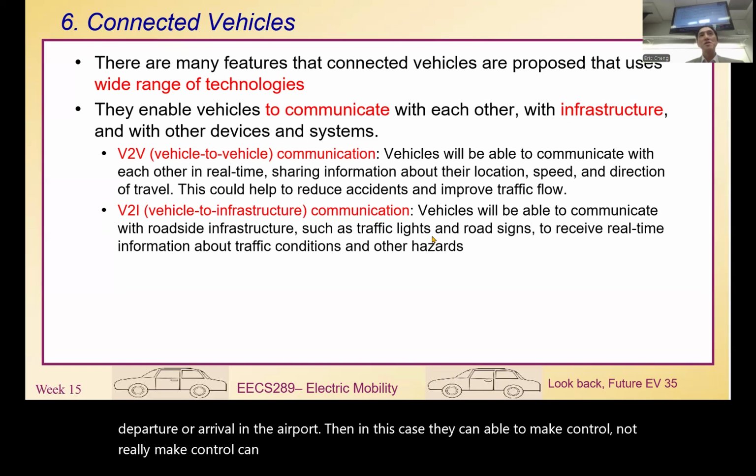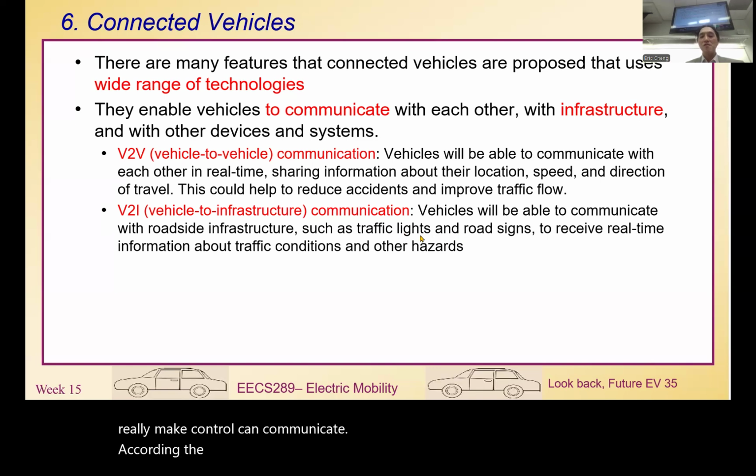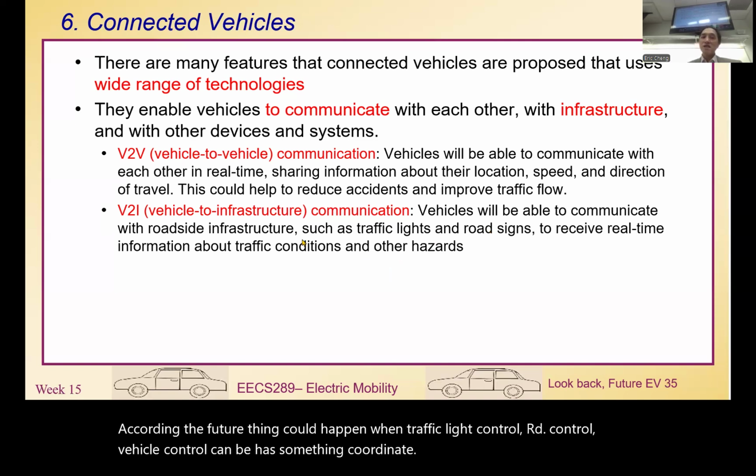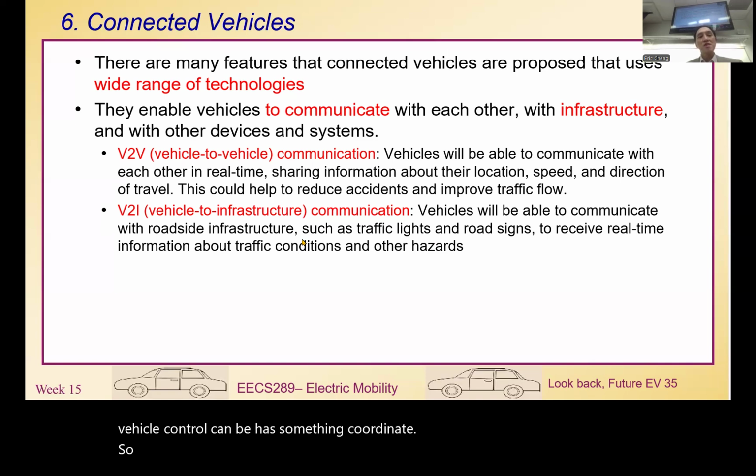Of course, in the future, things could happen. I mean, traffic light control, road control, and vehicle control can be coordinated. So that's what can happen, and what we want the connected vehicle to be.